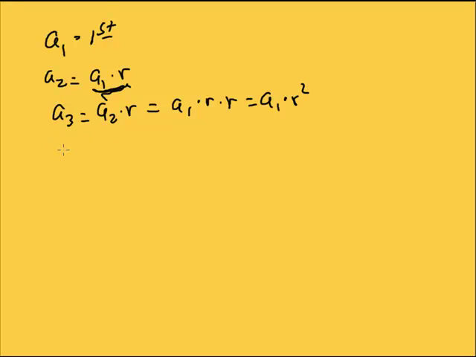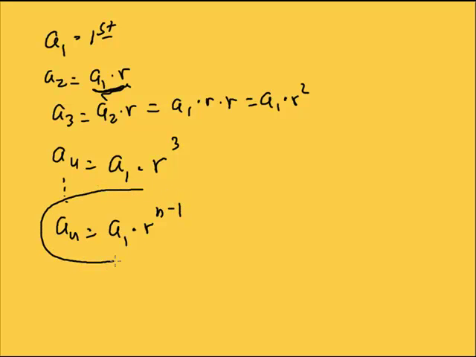Okay, there's going to be a pattern here. A sub 4 is going to be a sub 1 times the power will always be 1 less on the r, so r to the third. So on and so forth. If you go all the way down, a sub n will be a sub 1 times r to the n minus 1 power. And that's my formula for a geometric sequence.